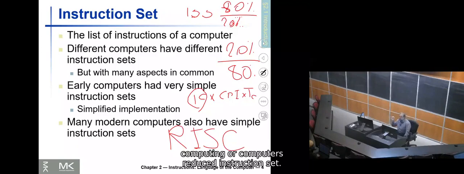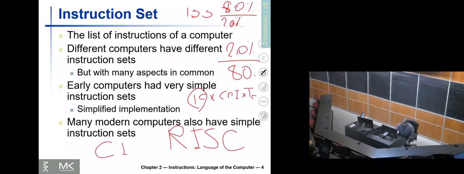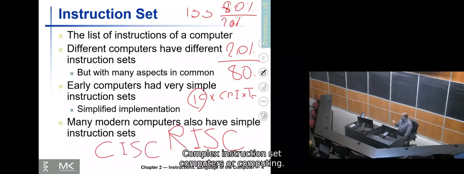Reduced instruction set. You see the point? Reduced compared to CISC, complex instruction set computers or computing. So I told you, at the beginning, the instructions were very simple. Then we made them more complex, to do more things. And then again, we had the idea: why do we do more complex things? The simpler is faster. So again, we went to the idea of RISC.